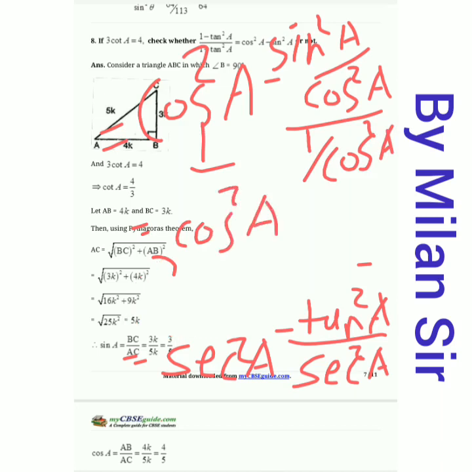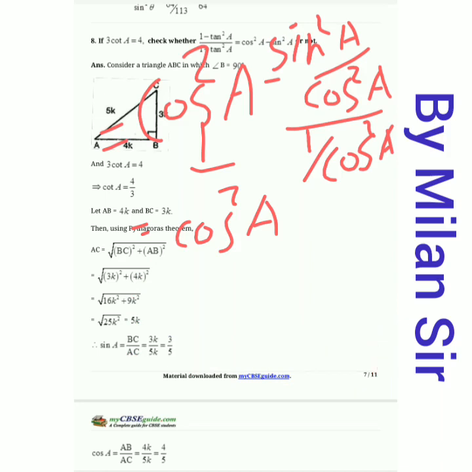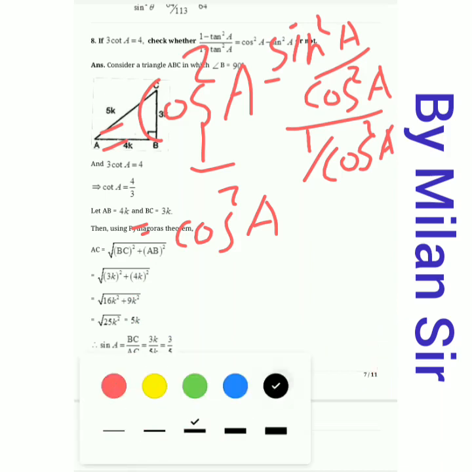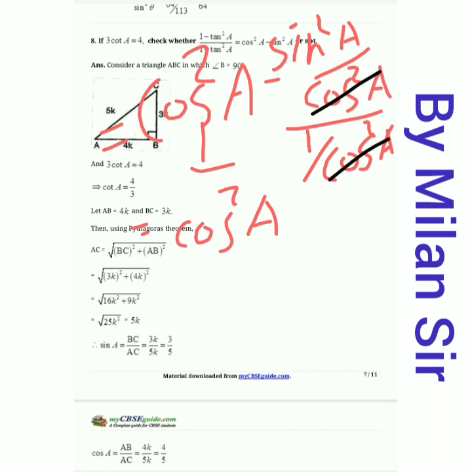Then in the second term, denominators are same, cos square A and cos square A. So we can cut it. So sin square A upon 1, it is sin square A, no need to divide by 1. So it's our RHS. So it is equal, it is true for all values, right? All values of tan A, cos A or sin A, it's always true.